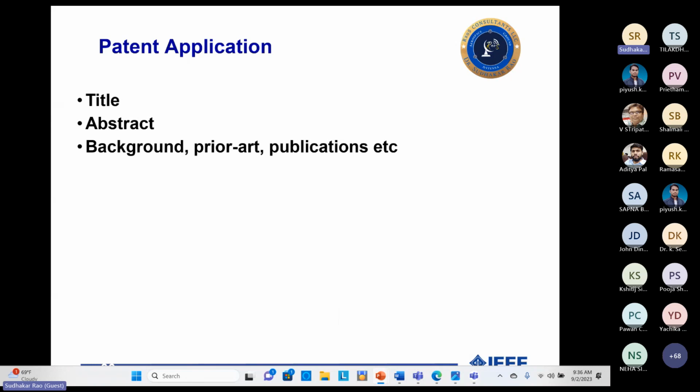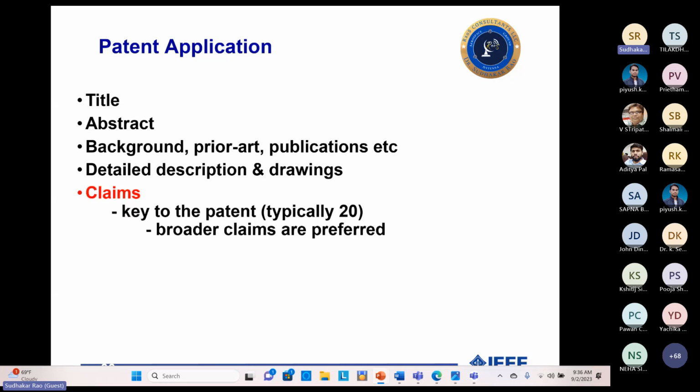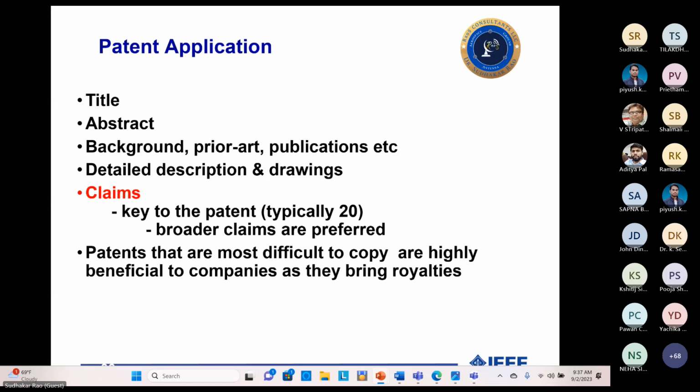I think title, abstract, and then background, where you need to describe prior art publications. Detailed description and drawings. Drawings have to be made showing what is new and what parts are new. Claims: typically you have 20 claims. Generally you have 2 or 3 major claims, and then there are subclaims. So in total you have about 20 claims. Broader claims are preferred, because then you don't narrow down the use of your hardware to a particular application only. Patents that are most difficult to copy are highly beneficial to companies because they bring royalty, and competitors cannot copy them.